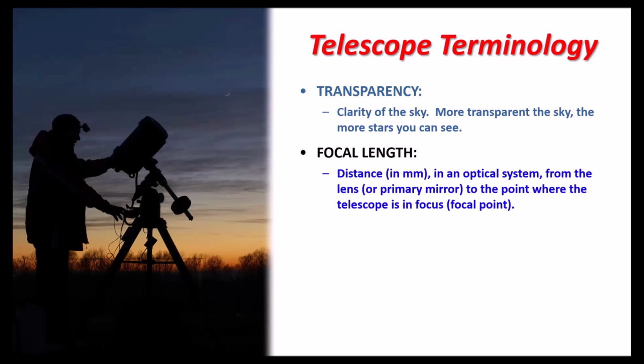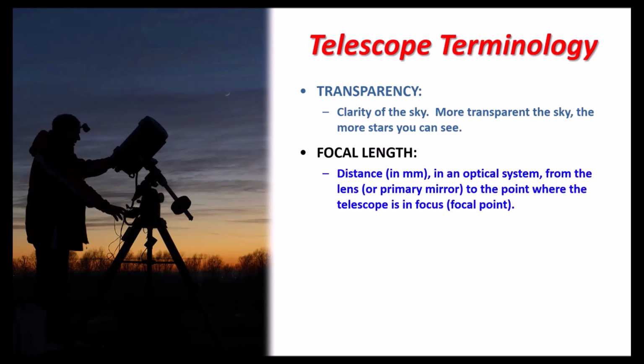All right, so back to the direct telescope terms. After aperture, the next important term is focal length, and it's exactly what it sounds like. I'll read it for you first. It's the distance, usually expressed in millimeters, in an optical system from the lens or primary mirror to the point where the telescope is in focus, otherwise known as the focal point. Or in simpler terms, it's the distance light travels in a telescope to come to a focus.